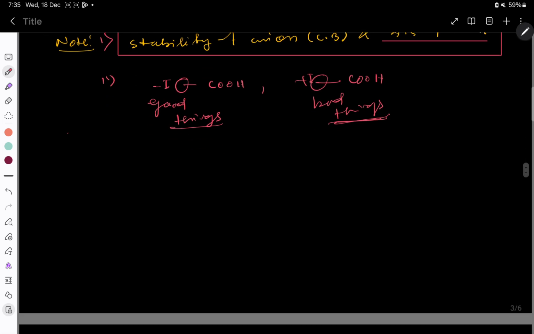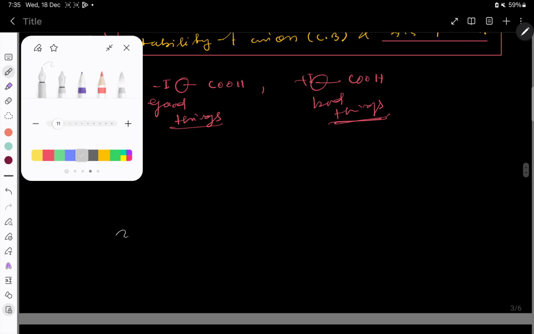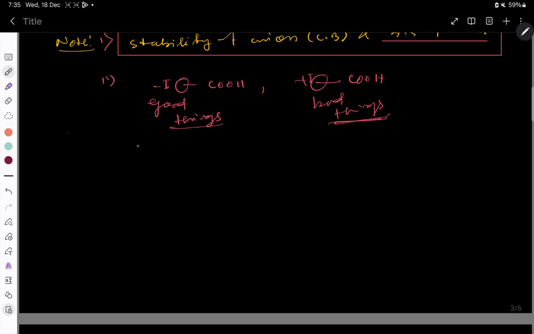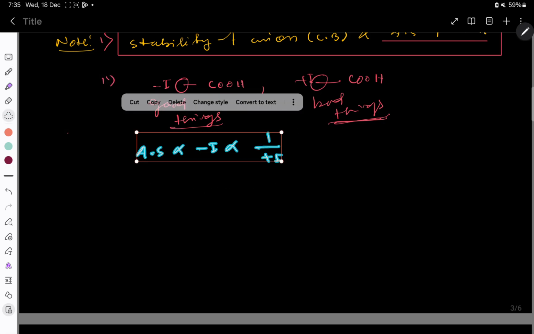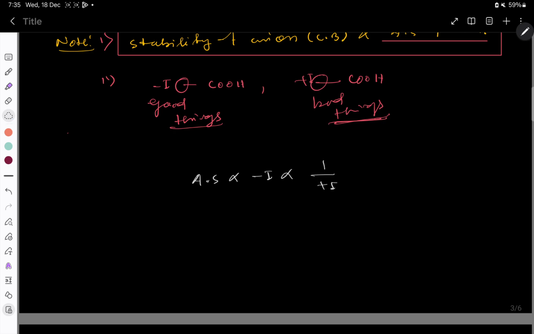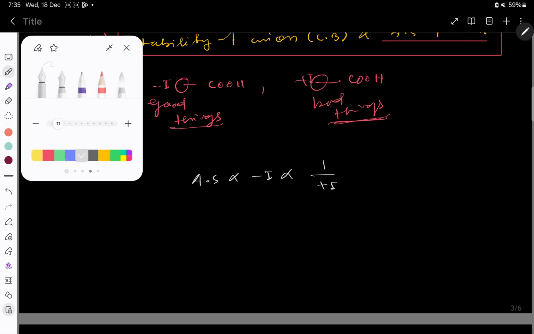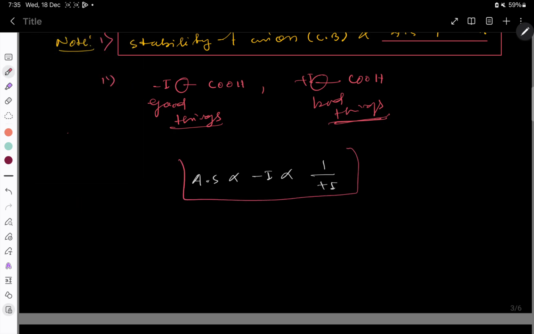From here you can generalize one thing: acidic strength is directly proportional to the minus I effect and inversely proportional to the plus I effect.